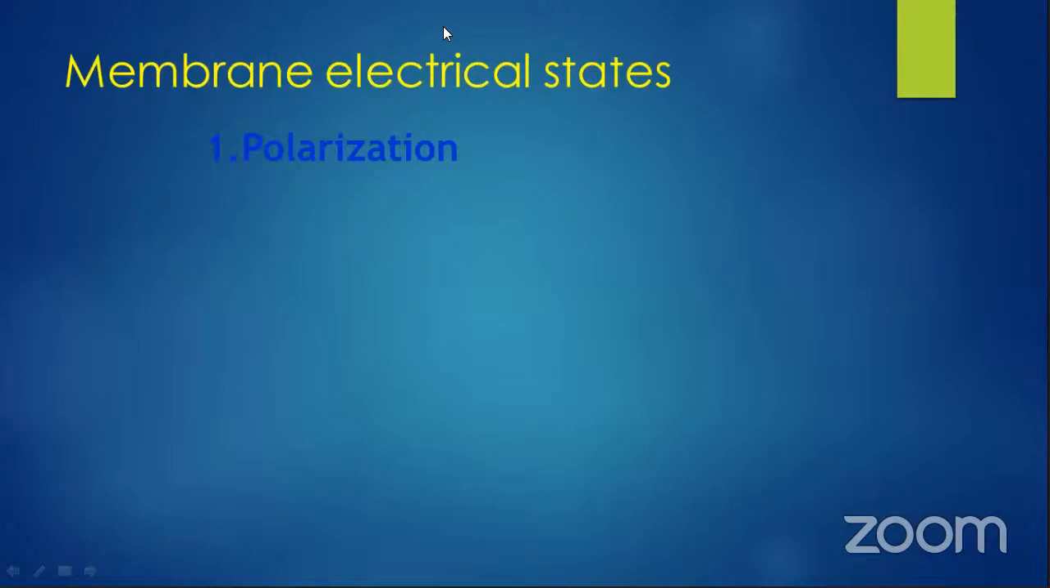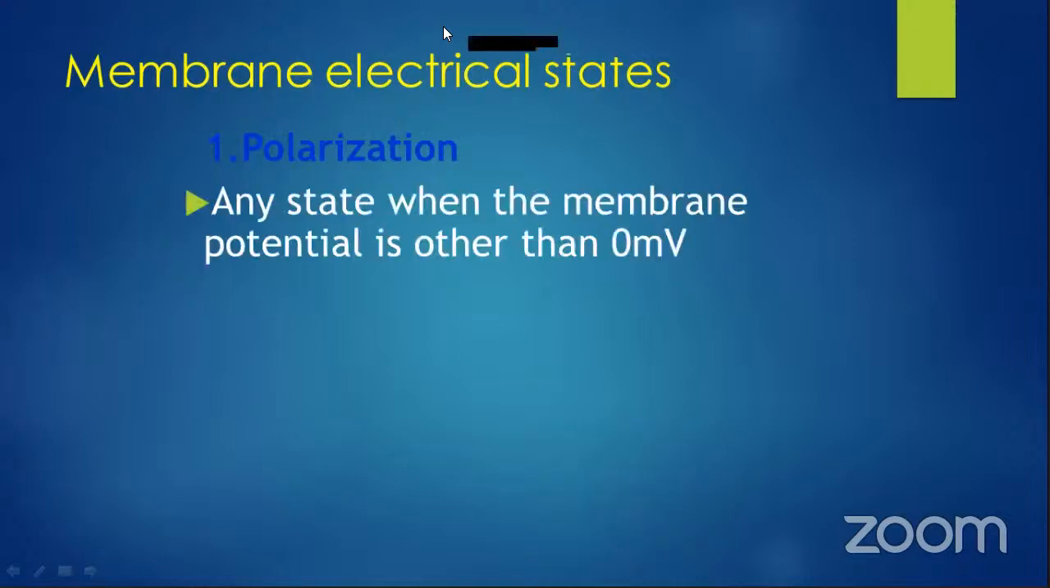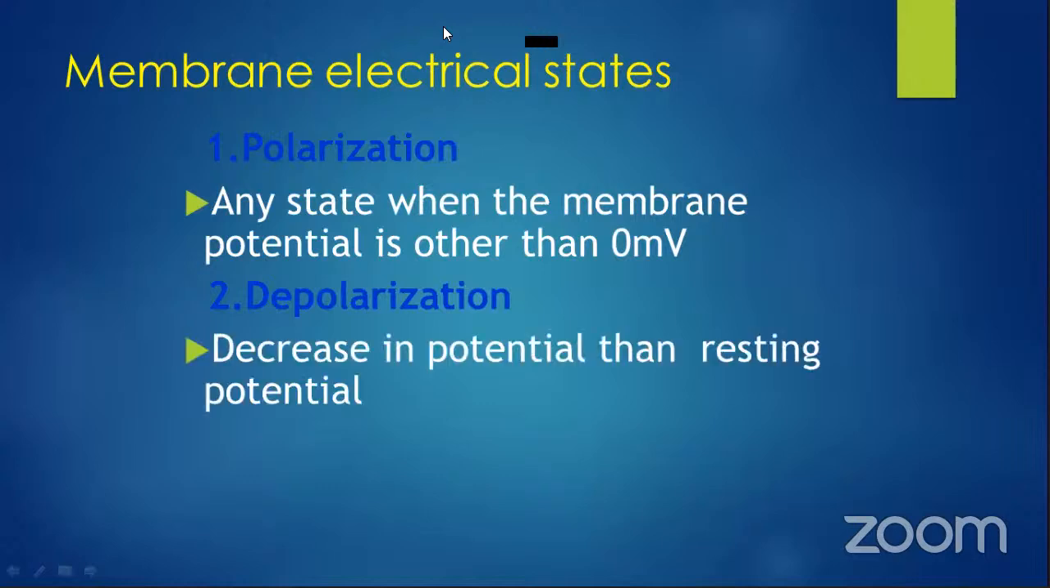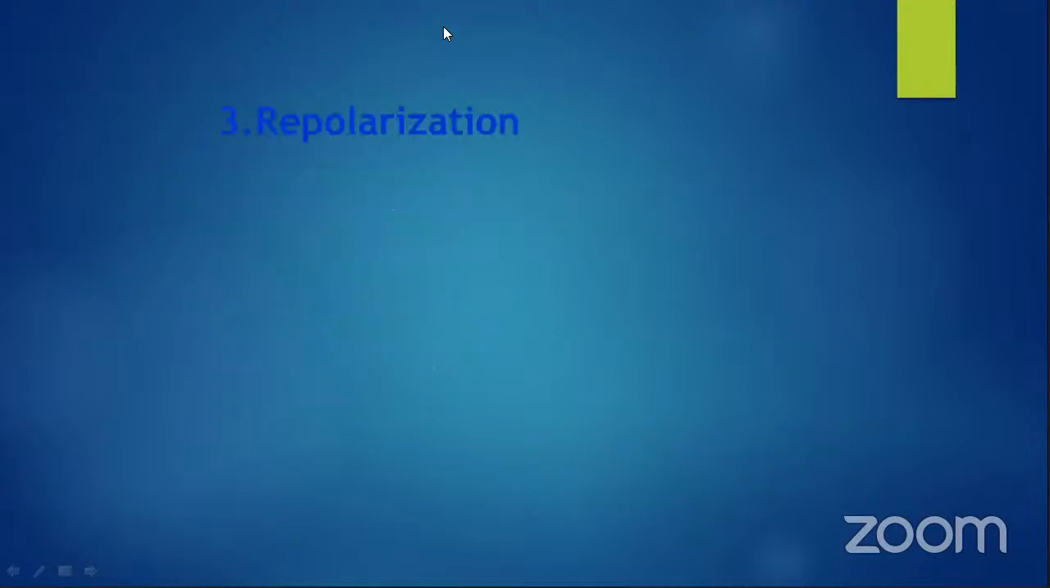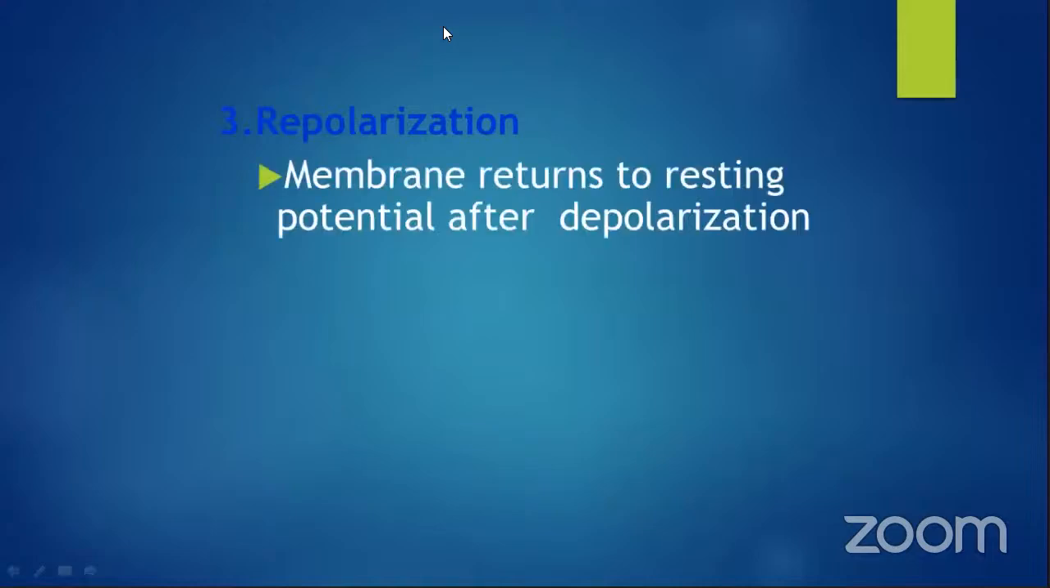Before going to the action potential, I want to clear some terms. What do you mean by the term polarization? It is any state when the membrane potential is other than 0 millivolt. Then what is depolarization? The reversal of polarity on application of a stimulus, a decrease in the potential from the resting membrane potential. Then repolarization: the membrane returns to resting potential after depolarization.